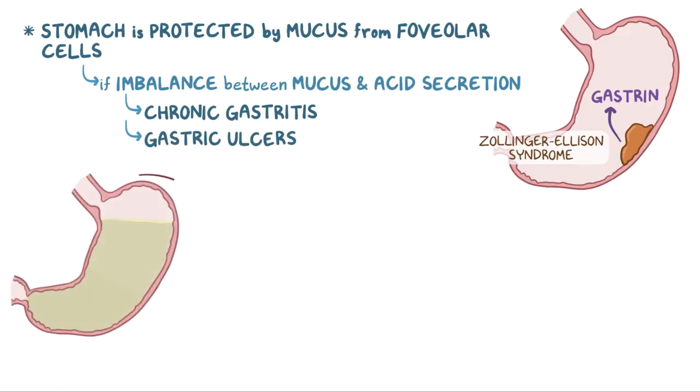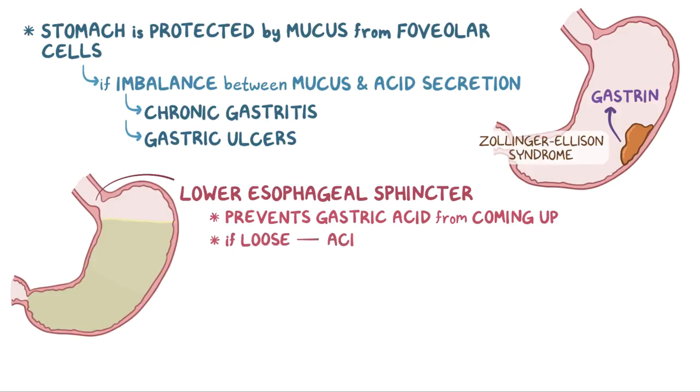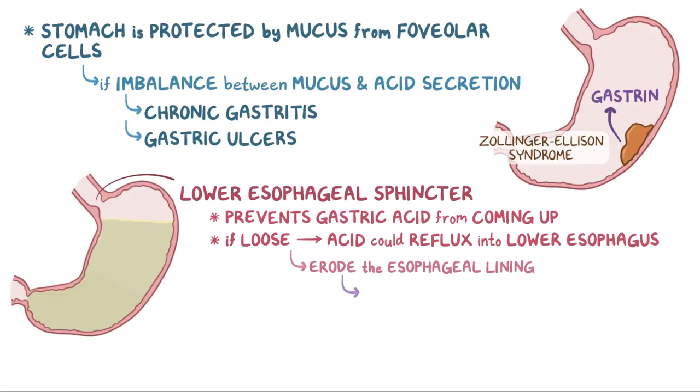Now, in the esophagus, the lower esophageal sphincter prevents most of the gastric acid from coming back up when the stomach is full or when you're laying down. If this sphincter is loose, the acid could reflux into the lower esophagus and erode the esophageal lining. This is called GERD, or gastroesophageal reflux disease, most commonly known as heartburn. One way to mitigate the harmful effects of gastric acid in these disorders is to decrease the acidity through medications.